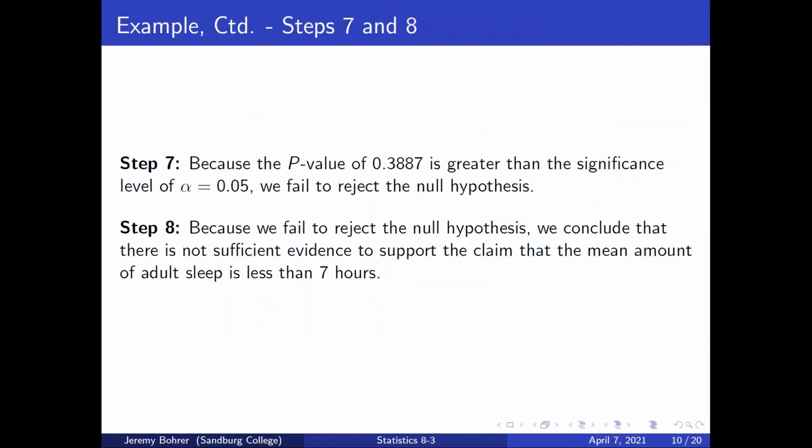Step 7, because the p-value of 0.3887 is greater than the significance level of alpha equals 0.05, we fail to reject the null hypothesis. Step 8, because we fail to reject the null hypothesis, we conclude that there is not sufficient evidence to support the claim that the mean amount of adult sleep is less than 7 hours.